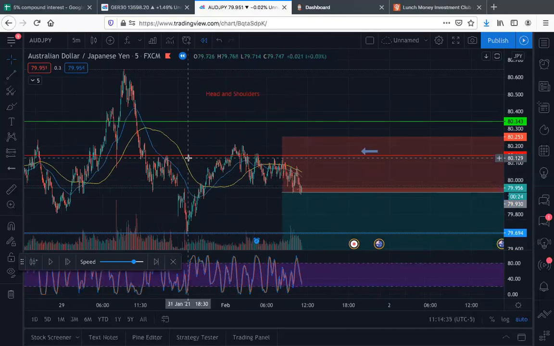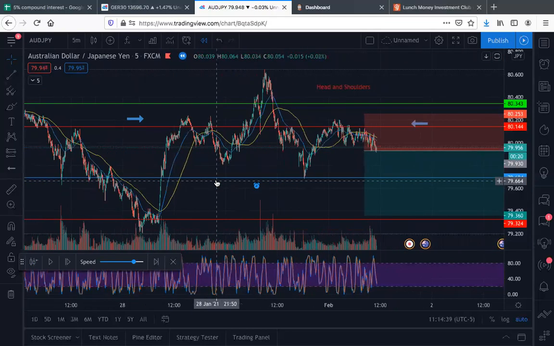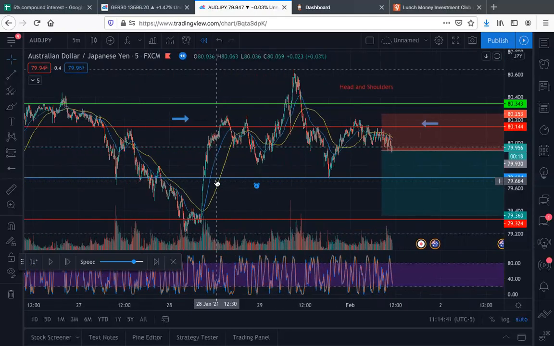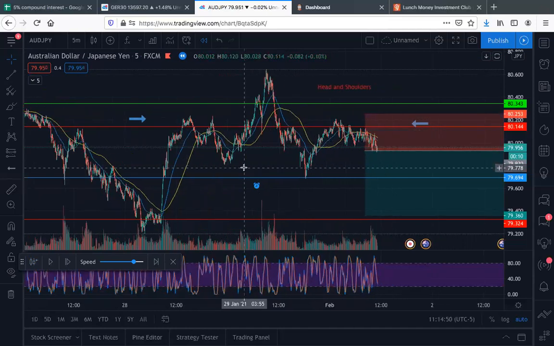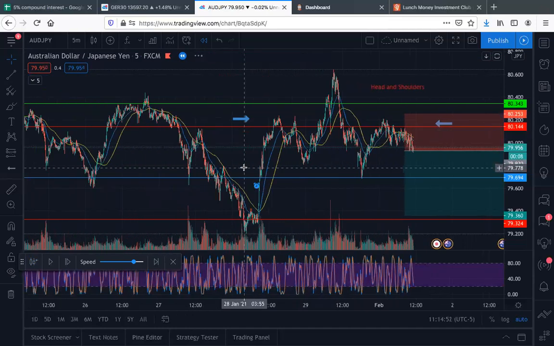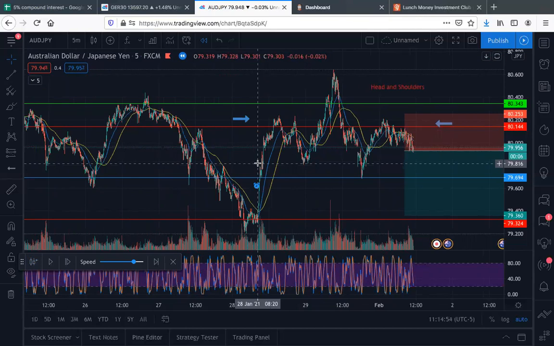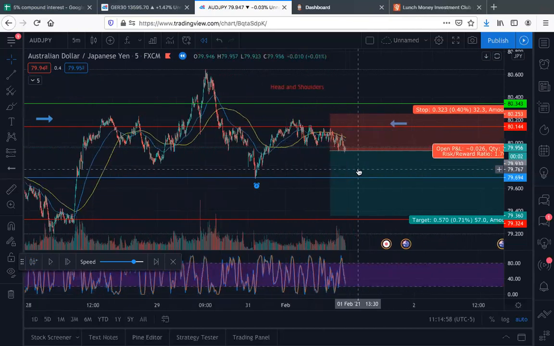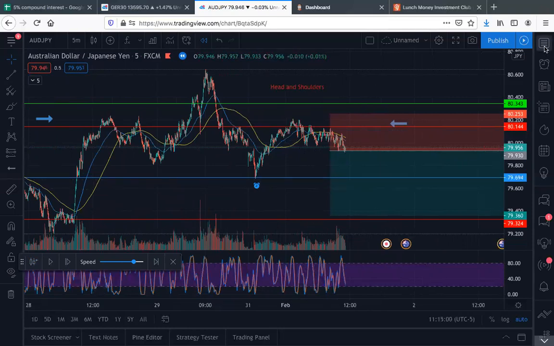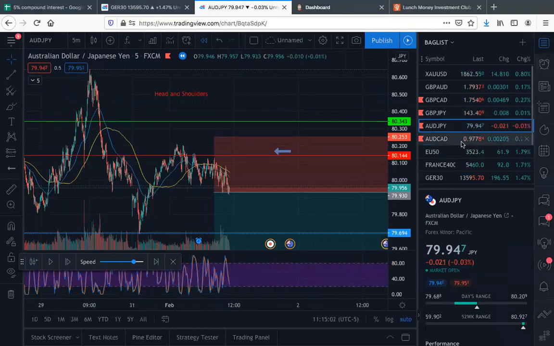So that's why we have to look at the bigger time frames to see if we see a bigger pattern. We want to look at the size of the pattern as well. This is a pretty big head and shoulders pattern, which is telling us that a big move is about to happen. So again, for this one, we're bearish. So let's look at AUD CAD.